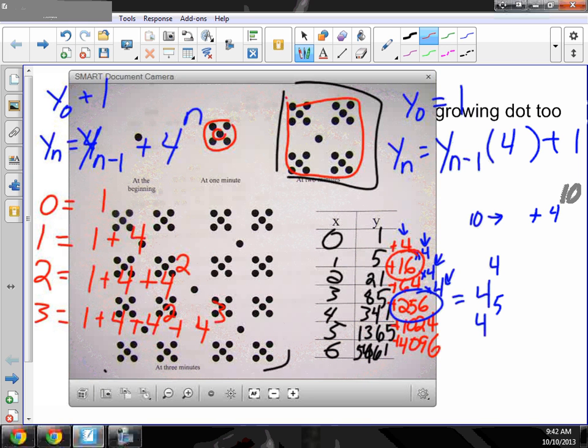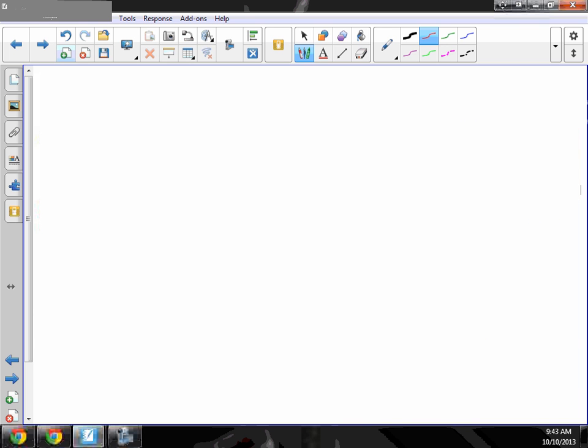So if I wanted to know the 100th minute, I'd have to add something to 99, to 98, to 97, all the way back to the beginning. So recursive equations do not allow you to find any value in the future without knowing all the values in between.